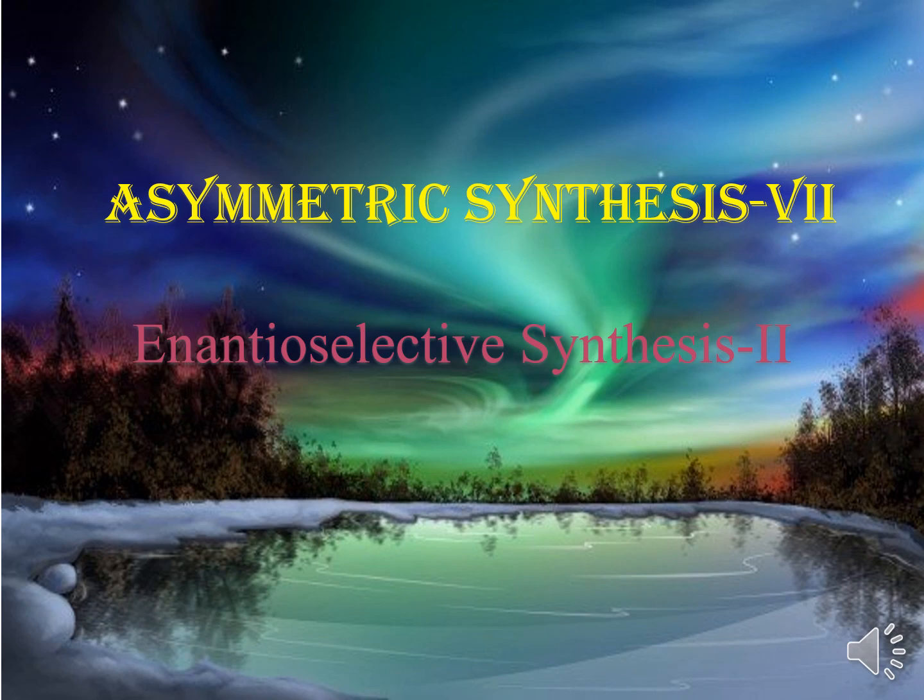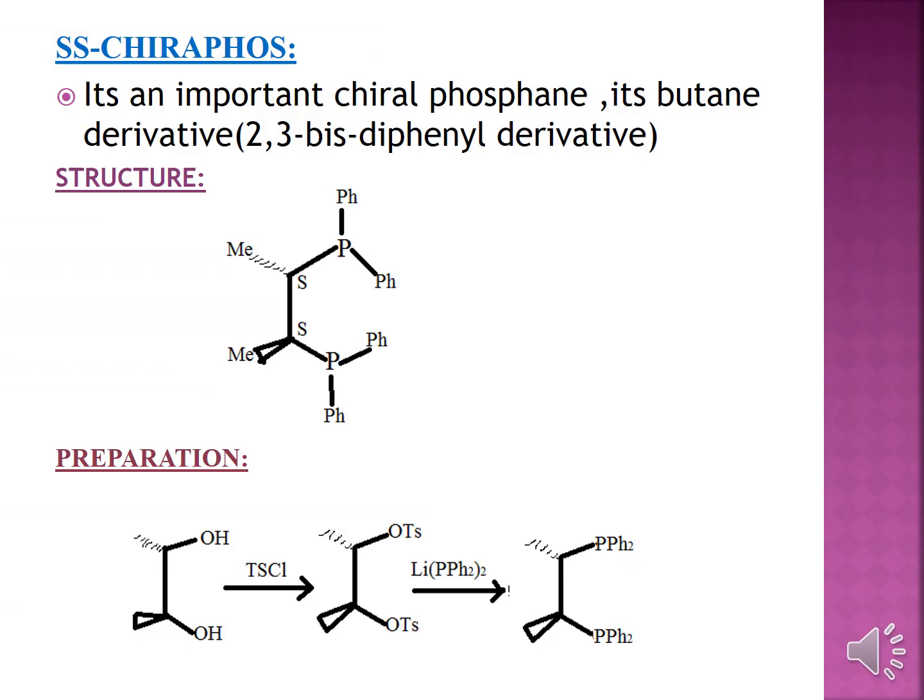So, moving on to the continuation of the topic, SS-CHIRAPHOS. It has been given in your syllabus. SS-CHIRAPHOS is an important chiral phosphane and it is a butane derivative. The 2,3-bis(diphenylphosphino) derivative is known as SS-CHIRAPHOS. Here you can see the structure, the diphenyl derivative.